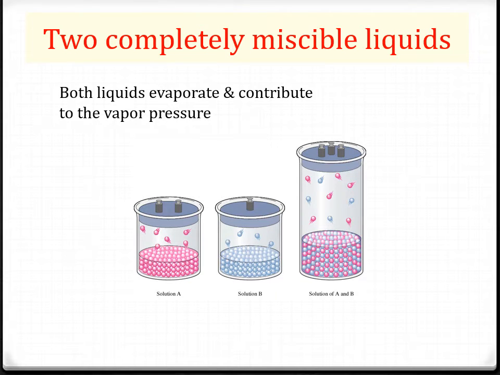Two completely miscible liquids, solution A for example, has its own vapor pressure. Okay, and solution B has its own vapor pressure. When solution A and solution B are added to form a mixture, both liquids evaporate and contribute to the vapor pressure.